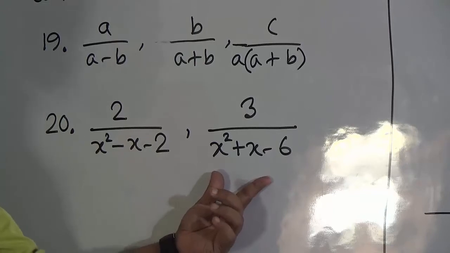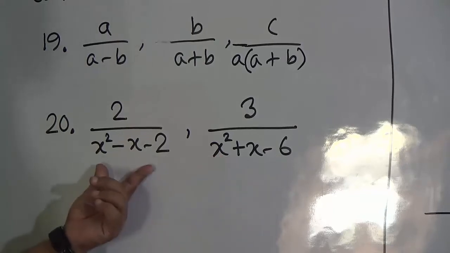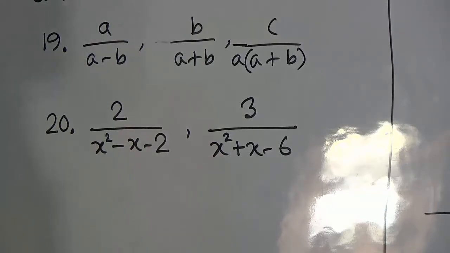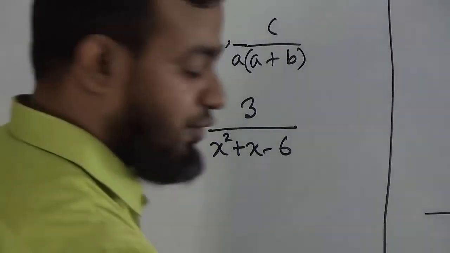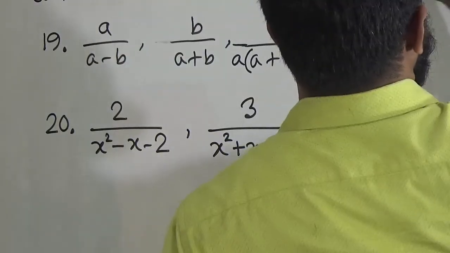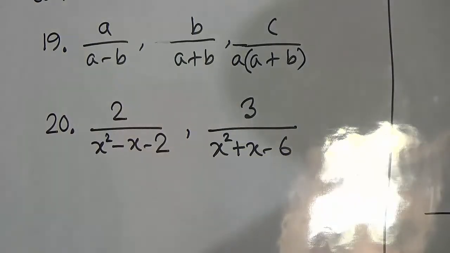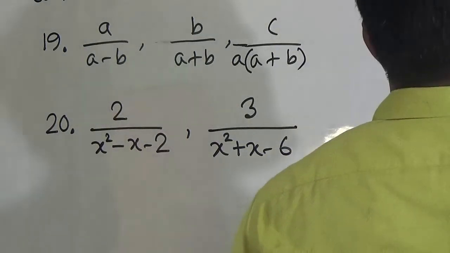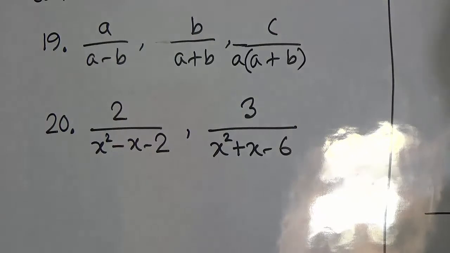First, these two denominators need to be factorized. Okay, first of all we need to factorize the denominators. So, solving this one, I am using question number 19.